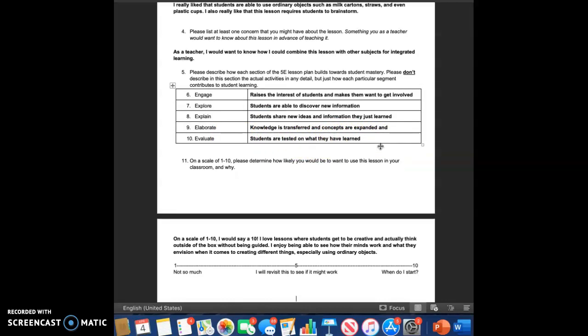So on a scale of 1 to 10, I would say that this lesson is a 10. I would definitely use it in my class because, again, I like when students are able to be hands-on, think outside of the box, have fun, and be creative, and also engage with their peers as well.